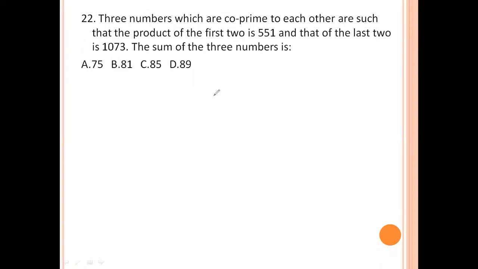Three numbers which are co-primes to each other are such that the product of the first two is 551 and that of the last two is 1073. Here there are only three numbers, A, B, C. These two products are given. So the middle number is equal to the HCF of these products. So the HCF of 551 and 1073.